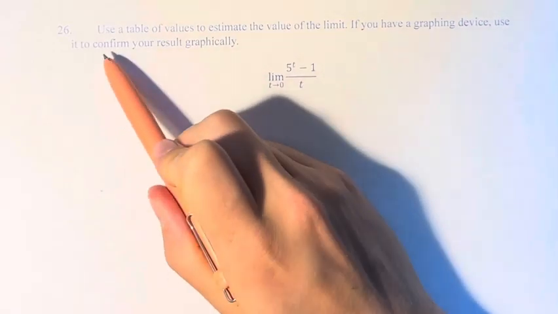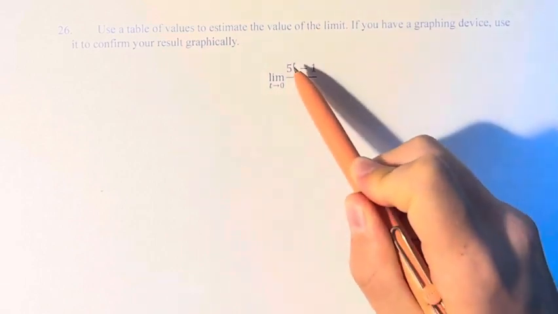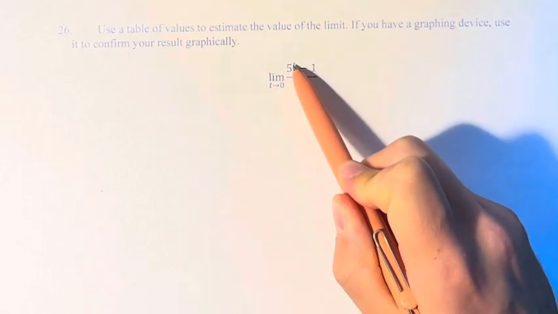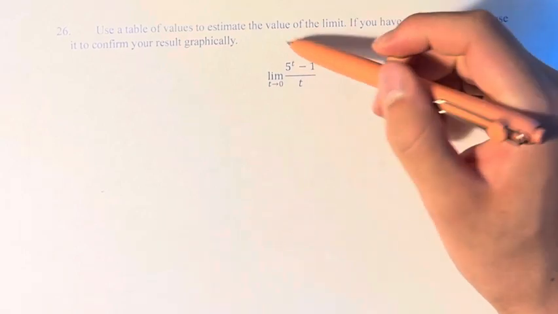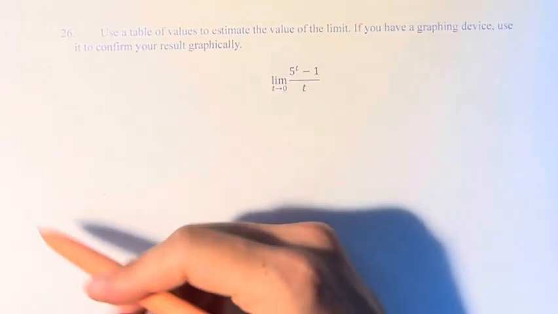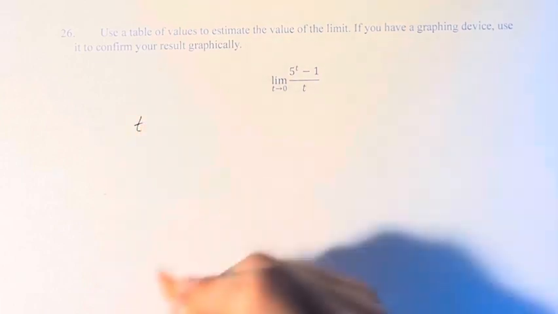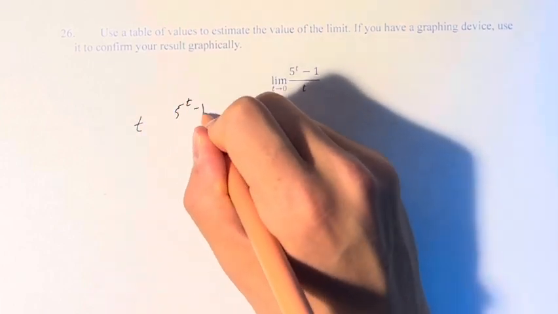In this problem, we're asked to use a table of values to estimate the value of the limit as t approaches 0 of (5^t - 1)/t. So what we have to do is choose values that are approaching 0, getting closer and closer to 0, and then plug them into our fraction, (5^t - 1)/t.